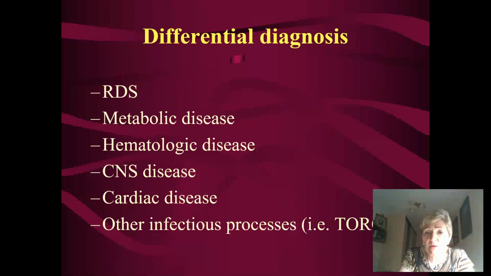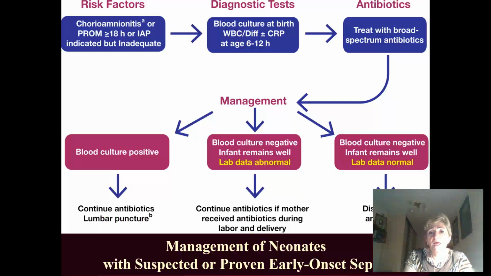Next, you must remember about different diseases that have similar signs, such as respiratory distress syndrome, which characterizes severe respiratory disorder, metabolic disease, hematologic disease, disorder of the nervous system, cardiac disease, and other infections such as specific infection, TORCH infection. And in this case, you must make a differential diagnosis between the different diseases.